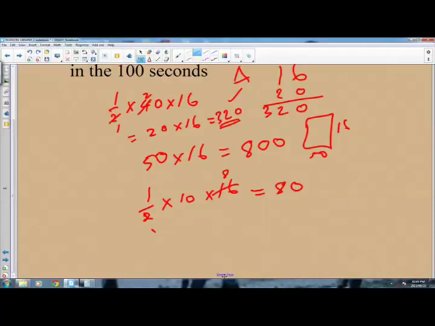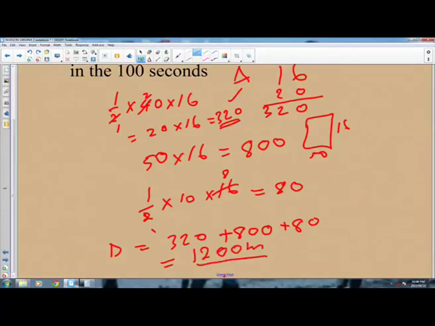So this is simply saying the total distance traveled. Distance traveled is equal to 320 plus 800 plus 80, and this gives 1,200 meters, because it was given in meters per second squared. So the total distance traveled is 1,200 meters. This is how we find it.